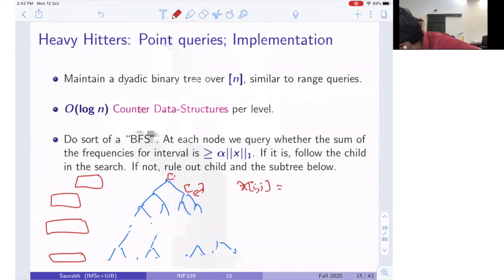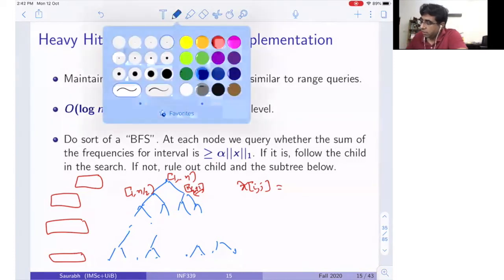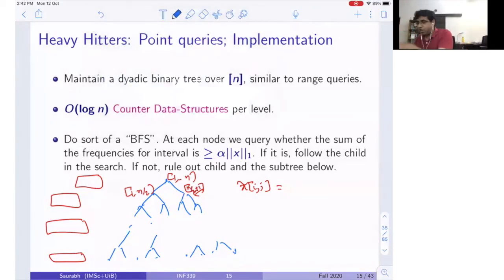For example, here I will be storing the sum, here the sum of 1 to n by 2, here n by 2 plus 1, and so on and so forth. Now I will do a BFS. Suppose this tree was given to you. How will you output whatever we wanted?